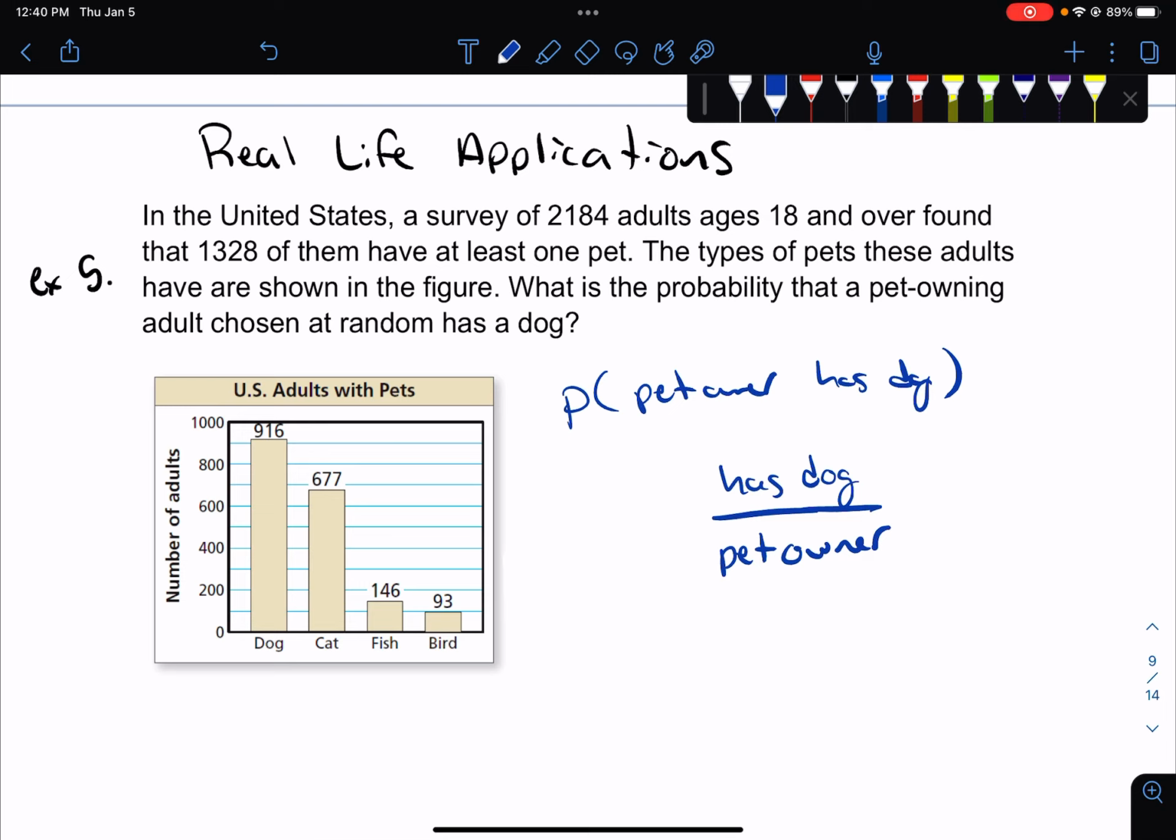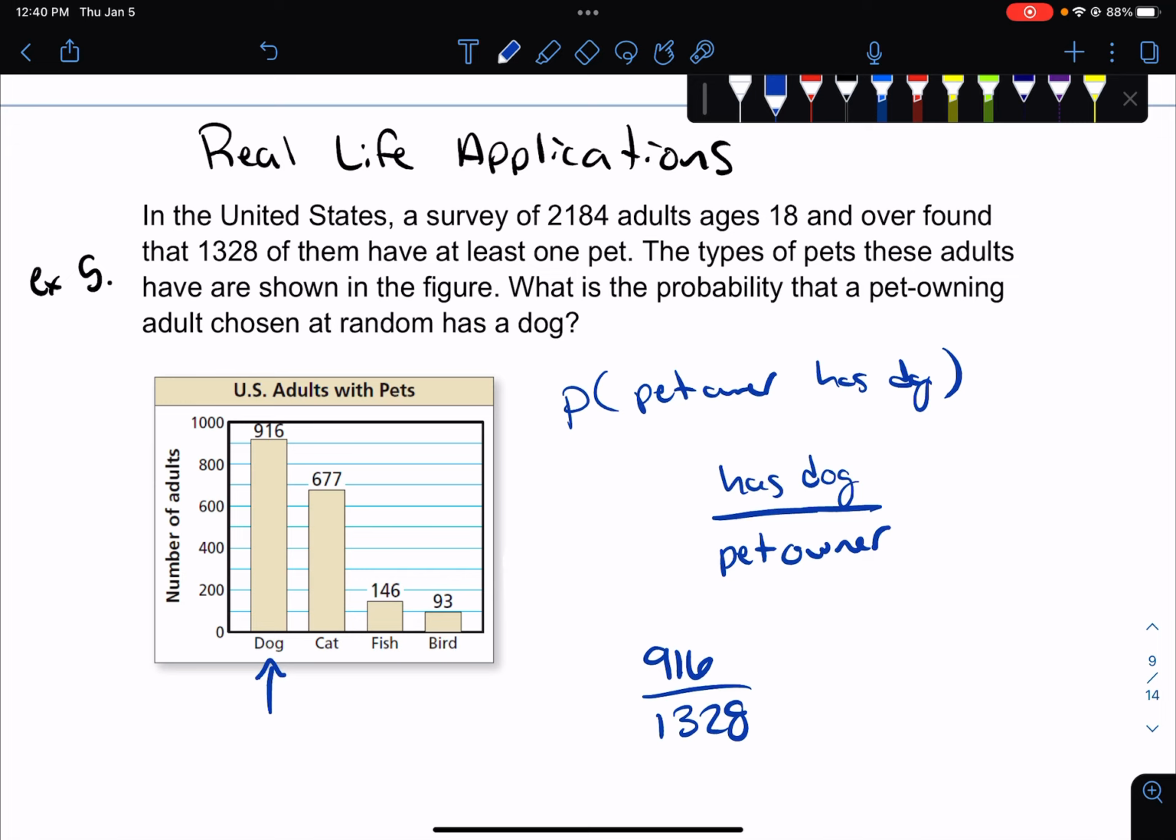So when I look at this diagram, first of all, how many total adults have pets? And I think it actually told me in the problem, right? There's 1,328 people from the survey that have a pet. Of those people, how many of them have a dog? So if I look at the diagram, dog is right here. So 916 people out of 1,328 pet owners have a dog.